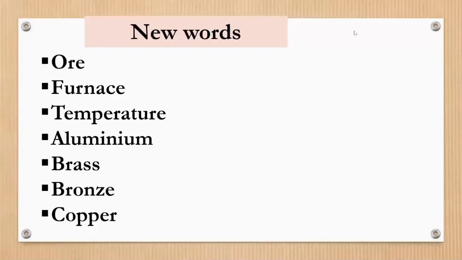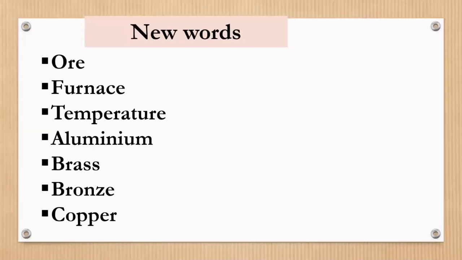Children, let us try to learn the new words. O-R-E, ore. Ore is a rock from which we get metal. Furnace. F-U-R-N-A-C-E. Furnace. Furnace is a huge oven which can be heated to a very high temperature. Next word, temperature. T-E-M-P-E-R-A-T-U-R-E. Temperature.